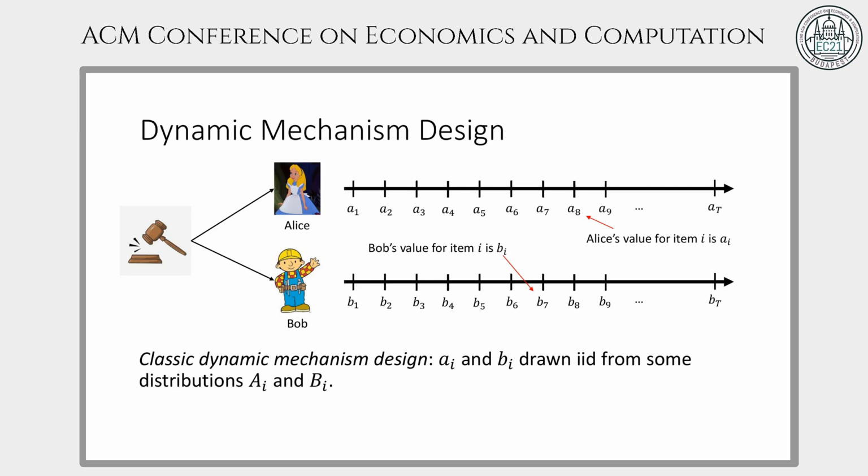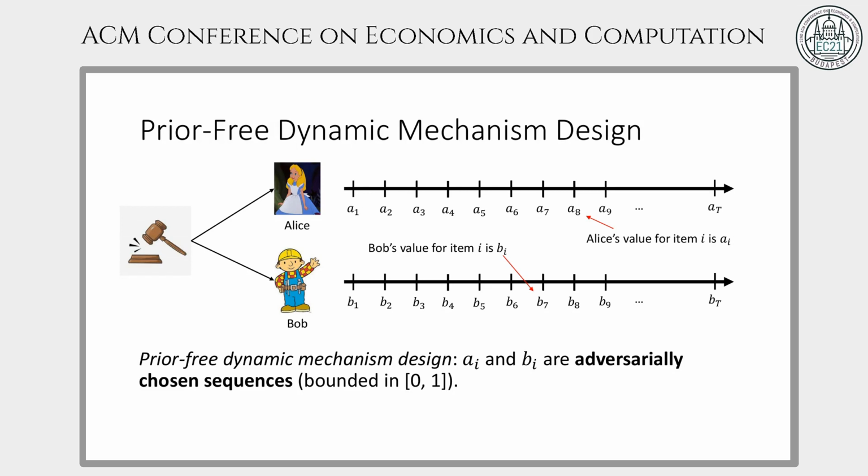In this paper, we study a slightly different setting. We study the setting of prior free dynamic mechanism design. So in this setting, instead of A sub i and B sub i being drawn from some distributions, we allow A sub i and B sub i to be adversarially chosen sequences. And the only constraint we'll put on the A sub i and B sub i is that they're bounded in [0, 1]. So although there's been some work on prior free mechanism design for a couple of mechanism design problems, we're not really aware of any prior work which studies dynamic mechanism design in this prior free environment.